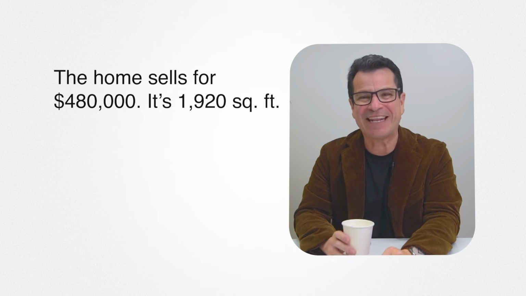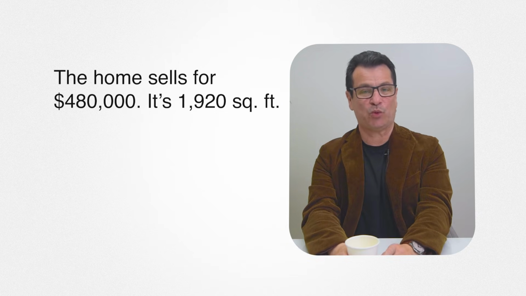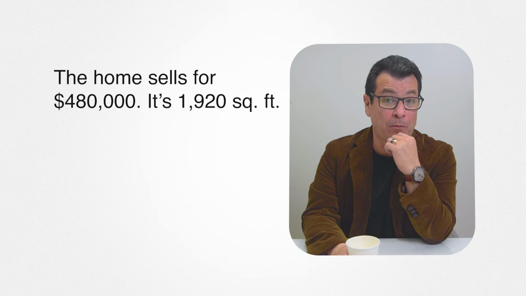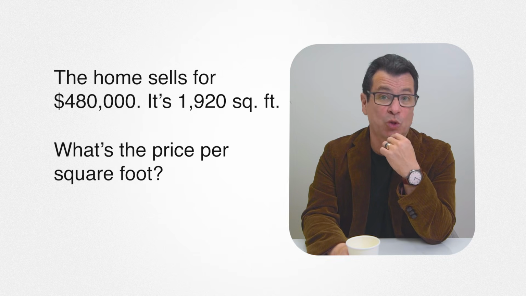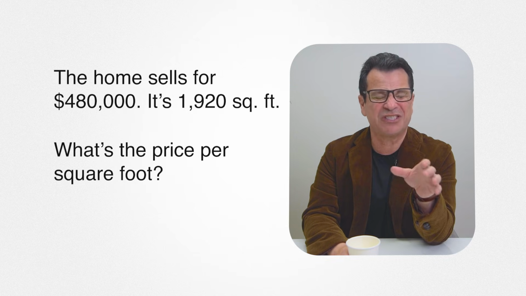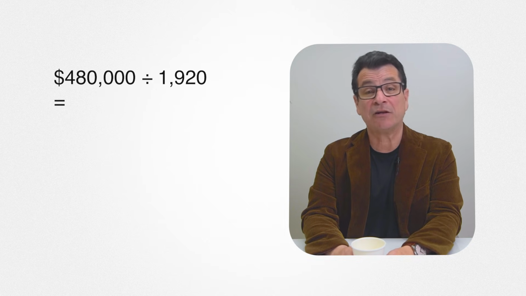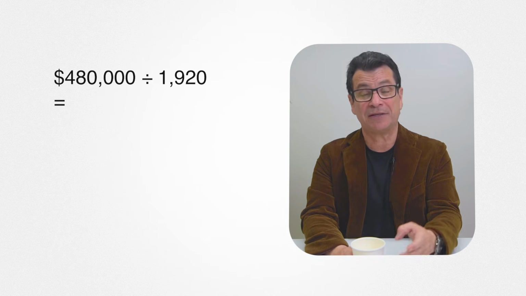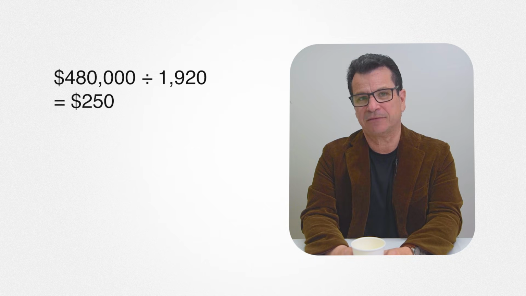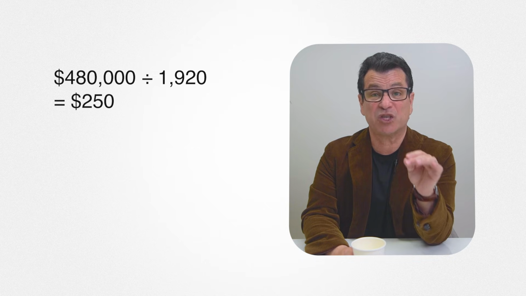Problem 6. This next question is on price per square feet. The home sells for $480,000 and it's 1,920 square feet. Pretty good size home. What's the price per square foot? The price per square foot is just division. That's all it is, just division. So you're gonna go 480,000 divided by 1,920, which equals what? $250. The answer is $250 per square foot.